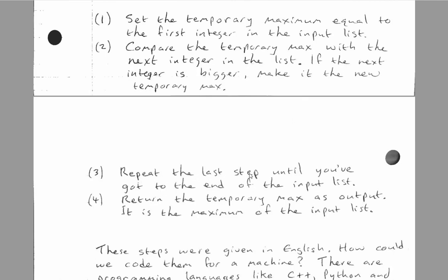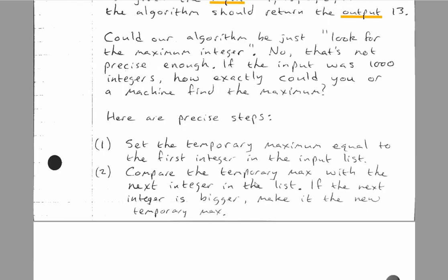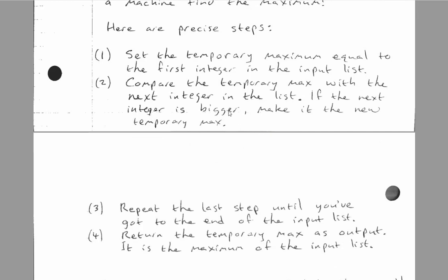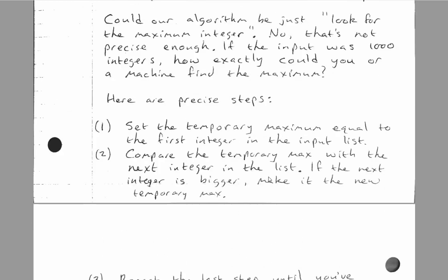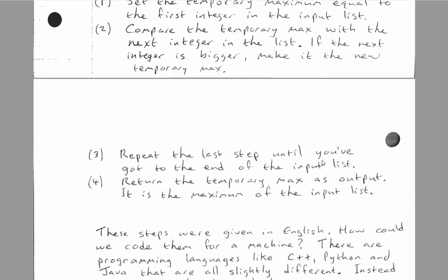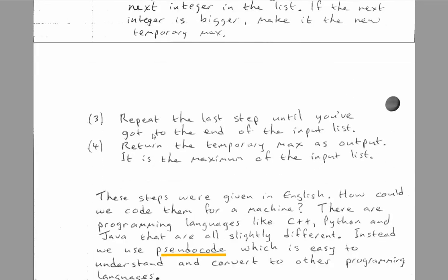Step 3, repeat that last step. Okay, so 13 is the temporary maximum. Compare it with the next number, 2. Well, 2 is not any bigger, so we'll keep that temporary maximum. Okay, then compare with 6, then compare with 11. Okay, so keep going till you've got to the end of the list. All right, when you get to the end of the list, then whatever number is stored in the temporary maximum, that's going to be the output, and that'll be the maximum of the input list.